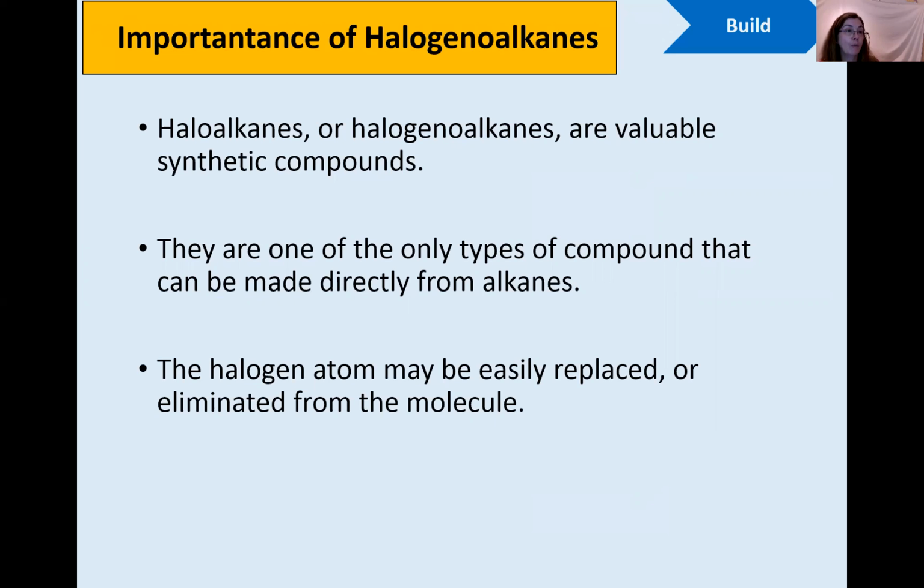So they're only made of one type of compound, and they are made directly from alkanes. And the halogen atom can easily be replaced. The reason is that it creates a reactive carbon that will accept incoming species, and that halogen will just drop off, or not drop off, but it will leave quite easily. And we'll look at the bonding and the bond strengths to see why this is the case.